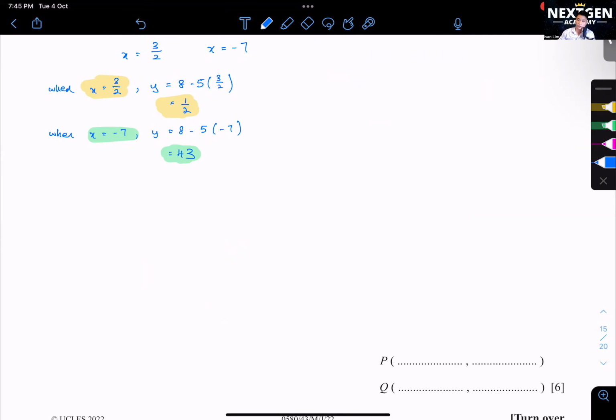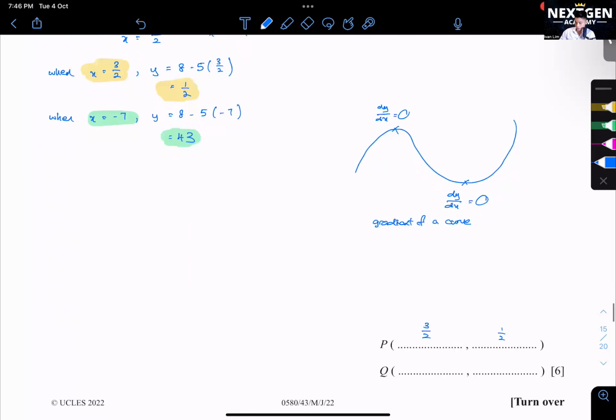Stationary point. Okay, stationary point. You have to know this one here, dy over dx equals to 0. Or maybe they give you gradient of a curve. Okay, gradient of a curve. Because dy over dx is called your gradient function. Okay, so for this one, 3 over 2, 1 over 2, negative 7, 43.